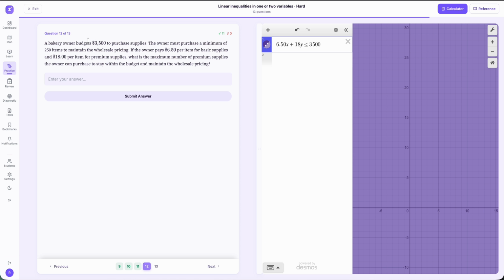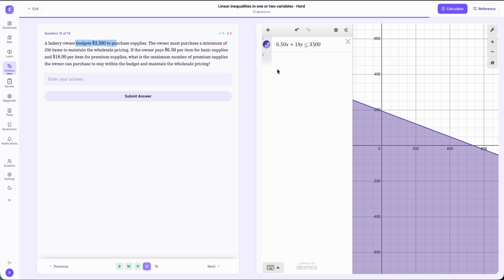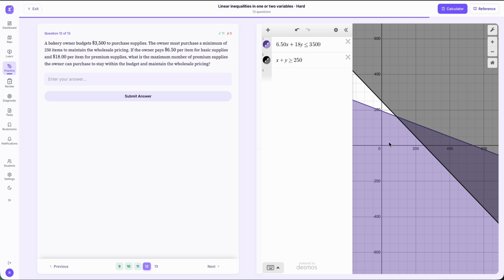Why less than or equal to? Where did they tell me that? It's the budget, right? Budget is the maximum amount, so you can't have more than that, right? So it's less than or equal to. The other equation is right here, the second sentence. The owner must purchase a minimum of 250 items. So that's the basic items and the premium items. So that's x plus y has to be a minimum, which means greater than or equal to, right? That's the least you can have, so it has to be more than that, 250 items.